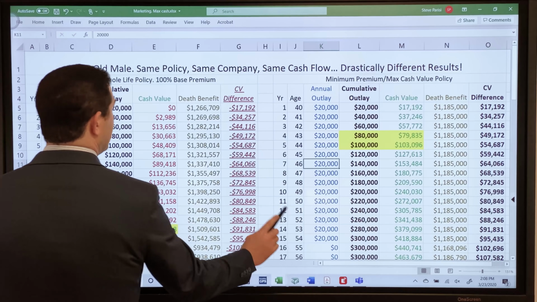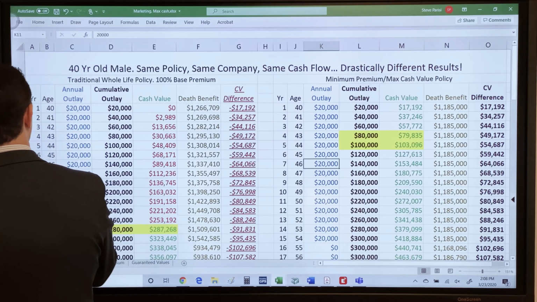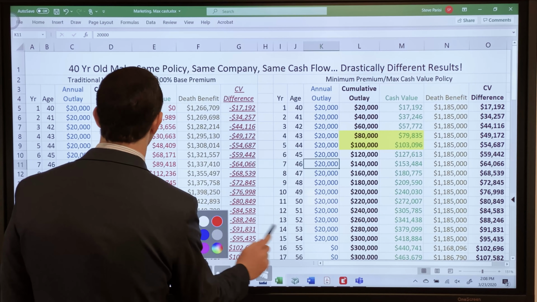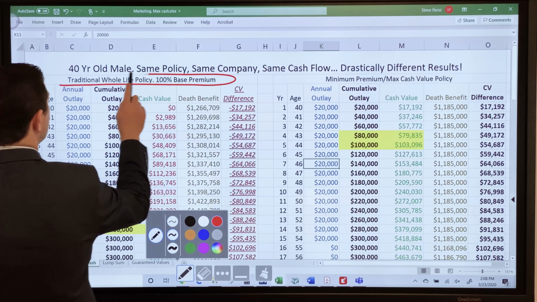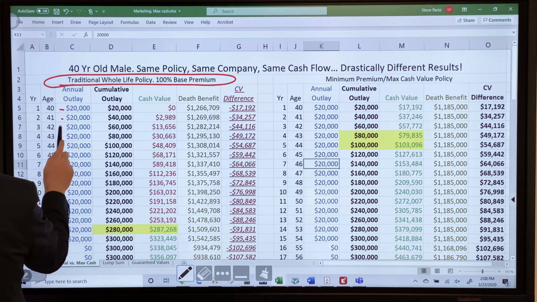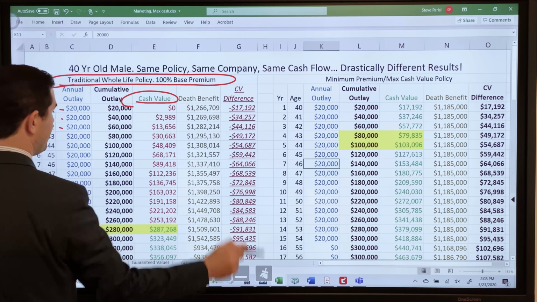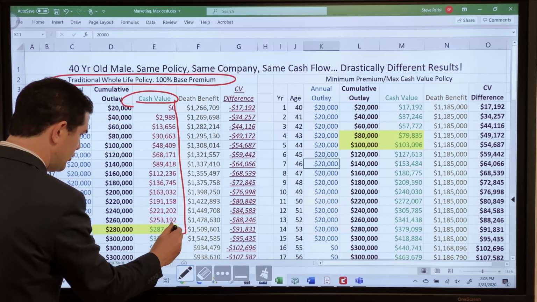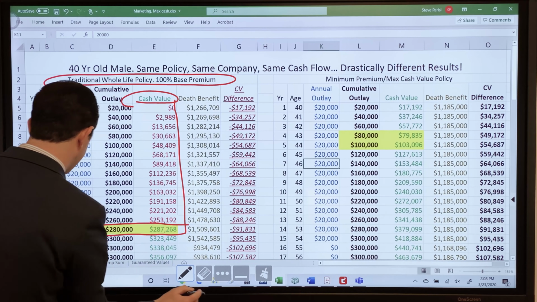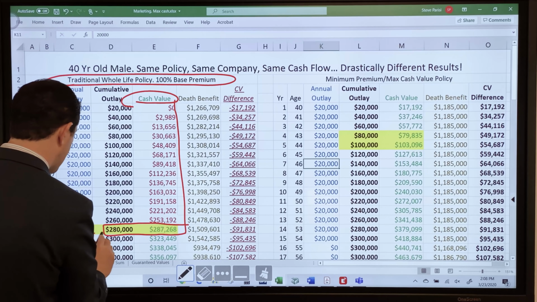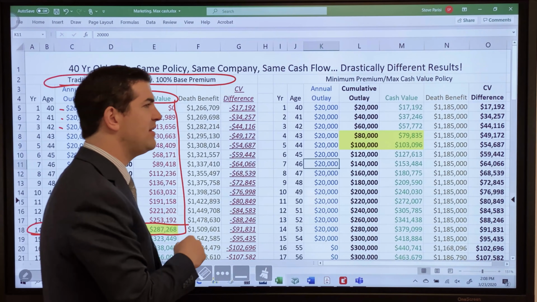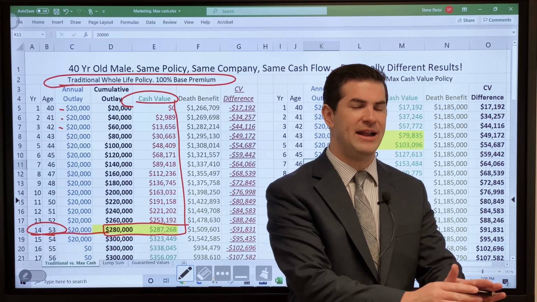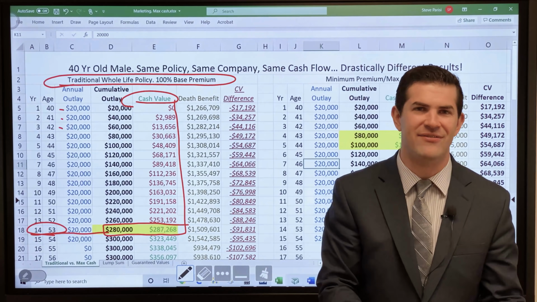So we've got a quick example here. This is on a 40-year-old male with the exact same insurance company, whole life product, and here's what we got. On the left, we have a traditional whole life insurance policy. He's paying $20,000 per year in. Here's his cash value, and we have it in red until you see the highlighted year, highlighted in yellow, year 14. The reason why is at that point in time, he has finally generated a positive cash value, meaning over 14 years, he's paid in $280,000 and he has $287,000 at this point in time.